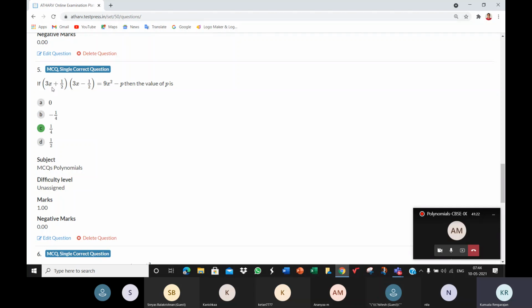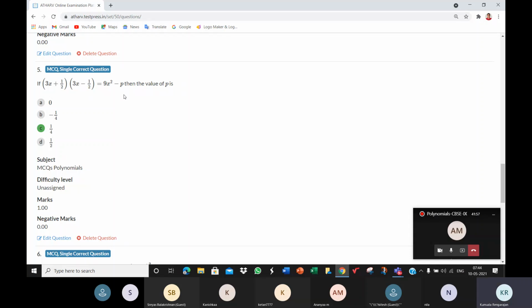See, when this is like a plus b into a minus b, this is how we have understood. If the given thing is like a plus b into a minus b, then the answer is a squared minus b squared. So 9x square minus 1 by 4 is equal to 9x square minus p. On comparing both the sides, 9x square and 9x square on either side will get cancelled. So you're left with minus 1 by 4 is equal to minus p.